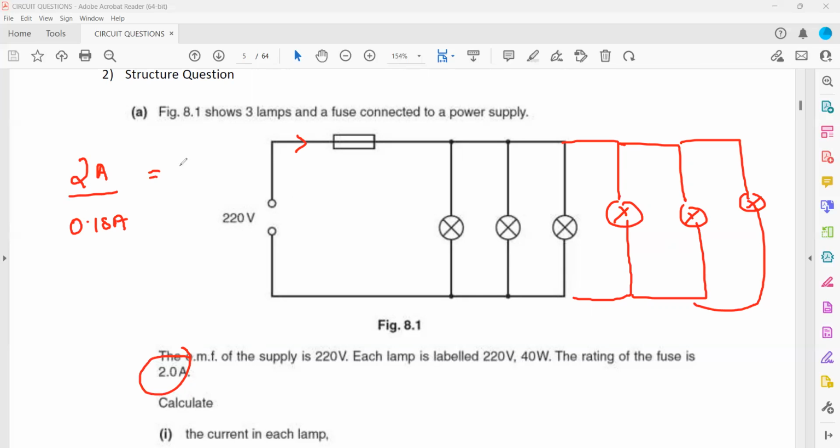11.1. But lamps cannot be 11.1, so it can be either 11 or 12. How many lamps can we connect in parallel? We don't say 11.1, we say 11 lamps, because there's no 11.1 lamp. So 11 lamps can be connected in parallel before the fuse will blow.